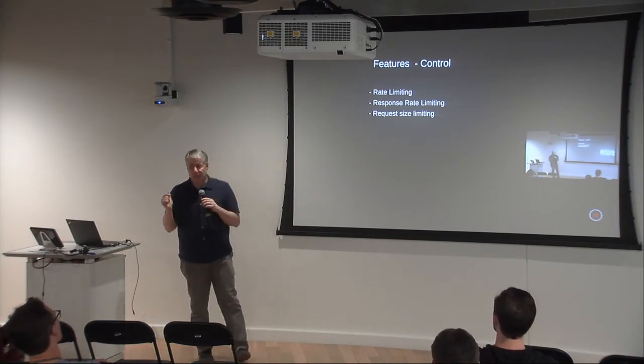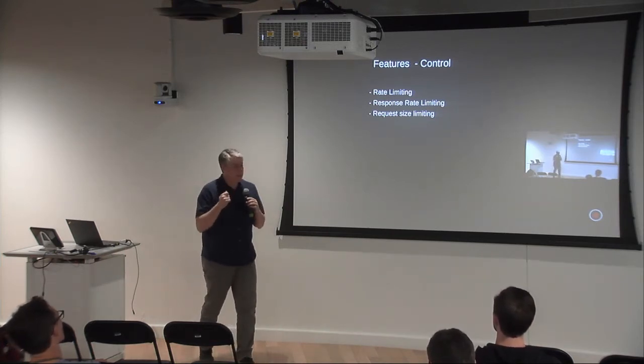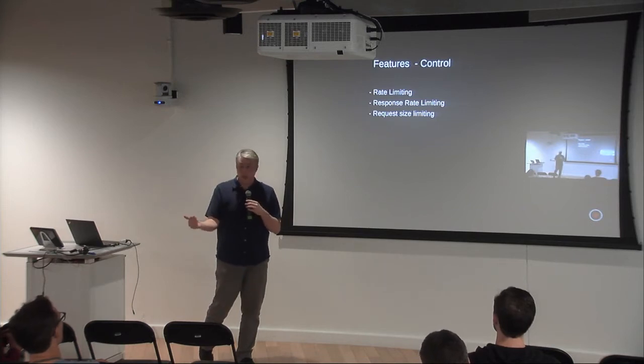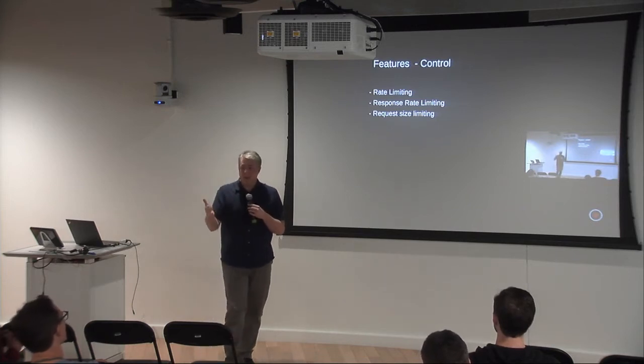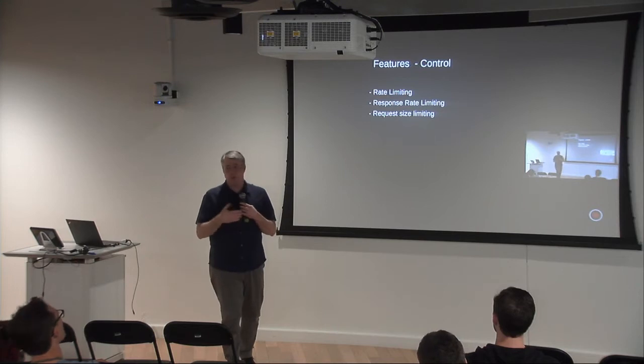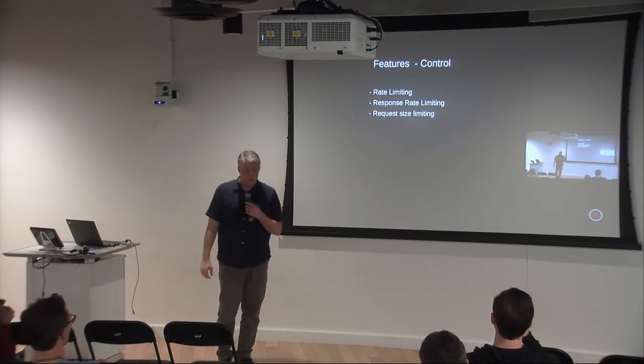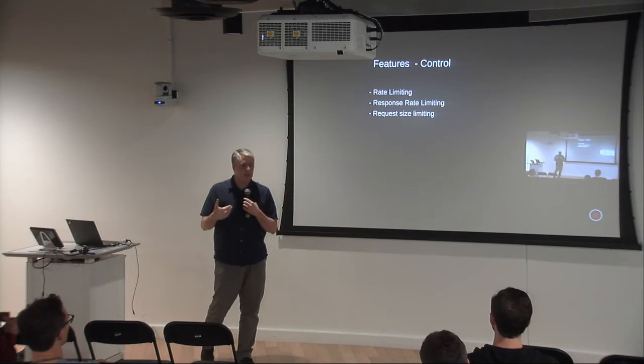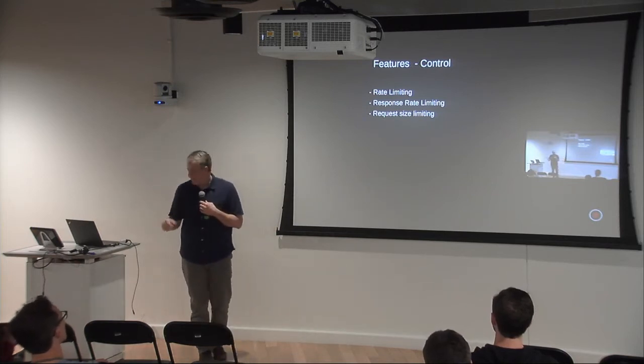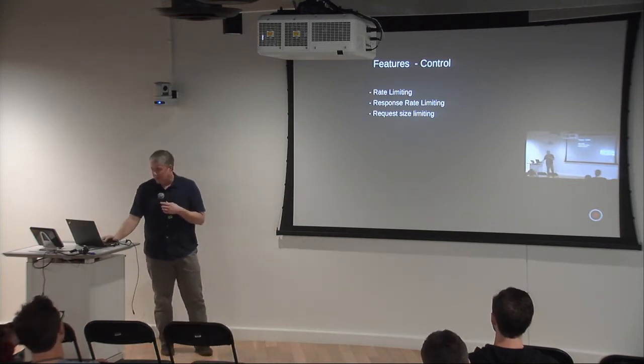And request size limiting. If somebody's sending you data to process, for example, 5,000 leads all at once, you might say, no, we only take it in batches of 100. So we can limit the size of the data coming in that we have to process, which is often a common problem with an API.